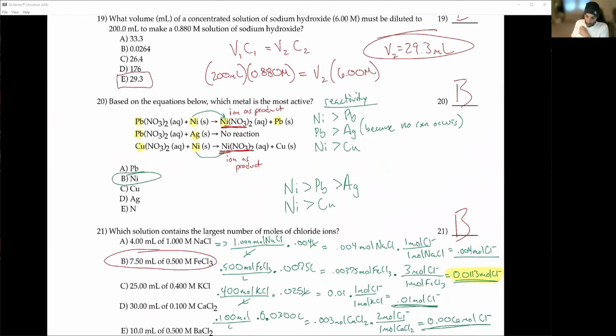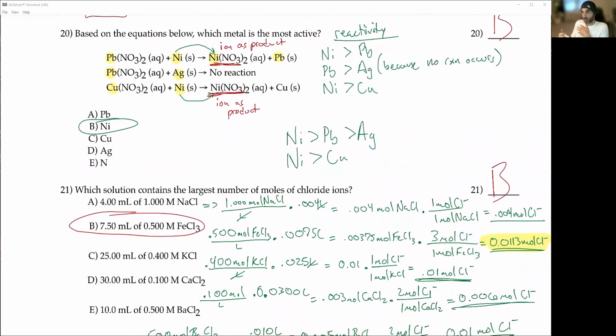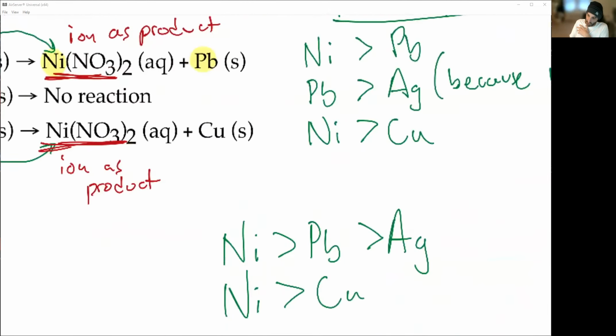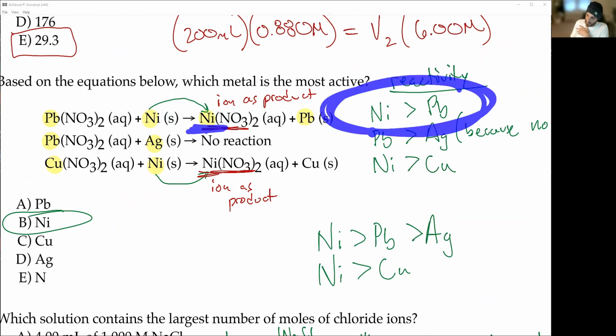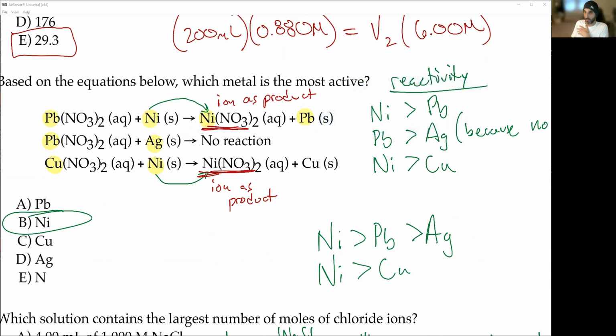All right. Based on this equation, which is the most reactive? So this is just kind of like a chain rule kind of thing here. So lead, nickel react, nickel turns into the ion. Because this reaction goes, I know that nickel is the ion, therefore it is more reactive than lead. So in this case, nickel is more reactive than lead. I have lead and I have silver. Silver, there no reaction occurs.